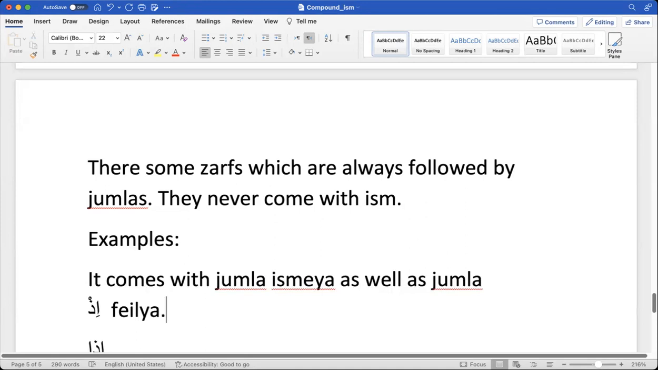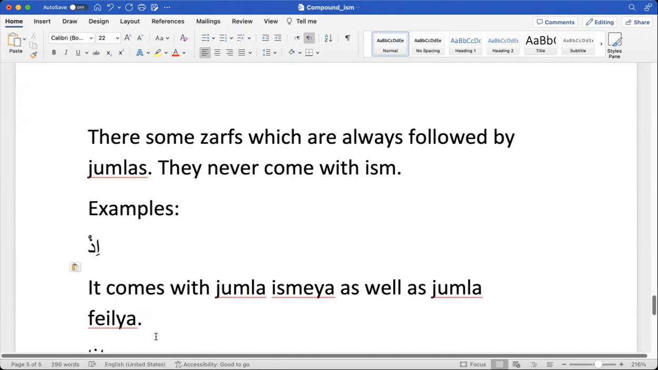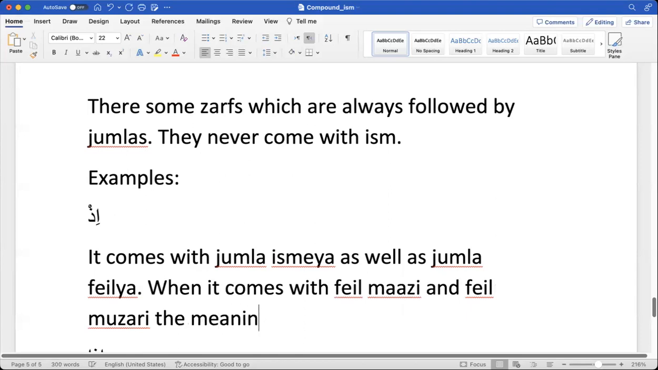Okay, jumla fi'liya means both fi'l mudari as well as fi'l mazi. And when it comes with fi'l mazi and fi'l mudari, the meaning will go in the past tense. Past tense, okay. Correct?